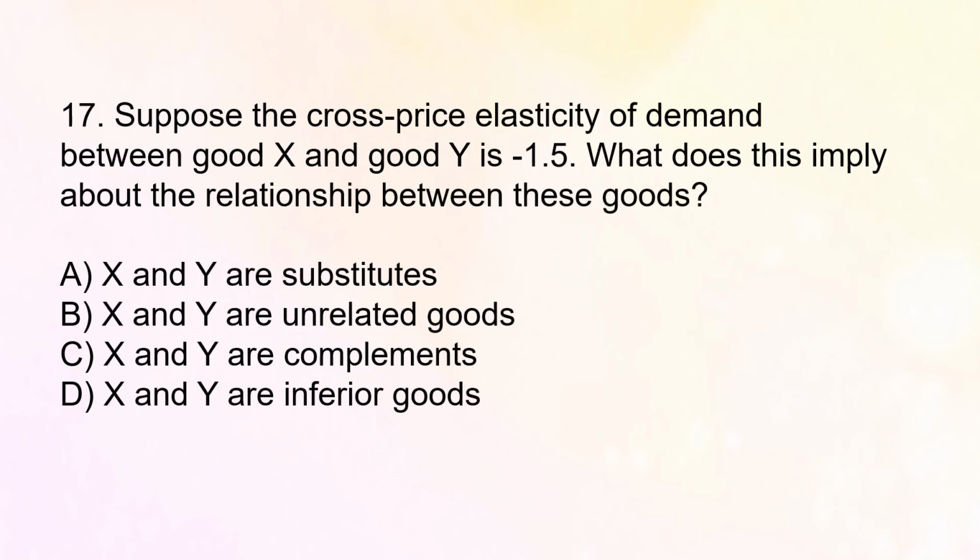Number 17. Suppose the cross price elasticity of demand between good X and good Y is negative 1.5. What does this imply about the relationship between these goods? Letter A. X and Y are substitutes. Letter B. X and Y are unrelated goods. Letter C. X and Y are complements. Or letter D. X and Y are inferior goods.